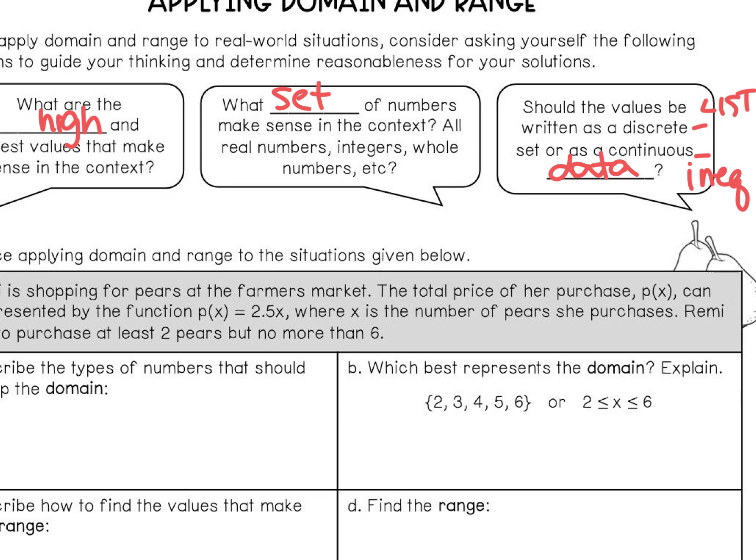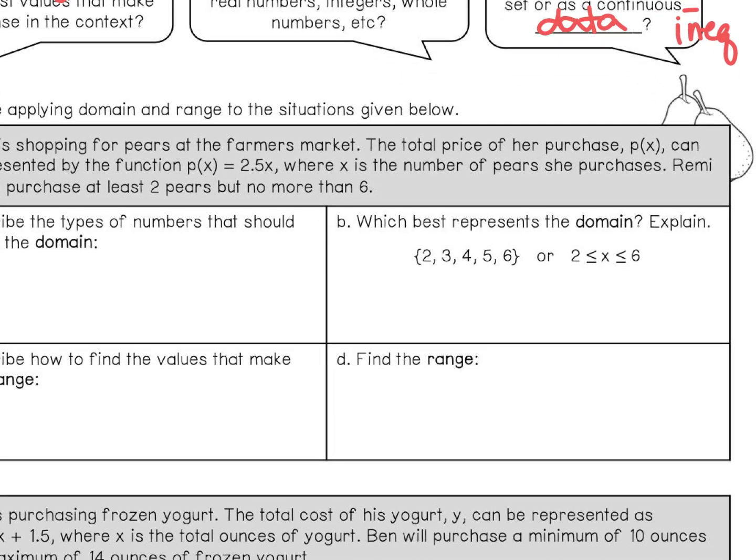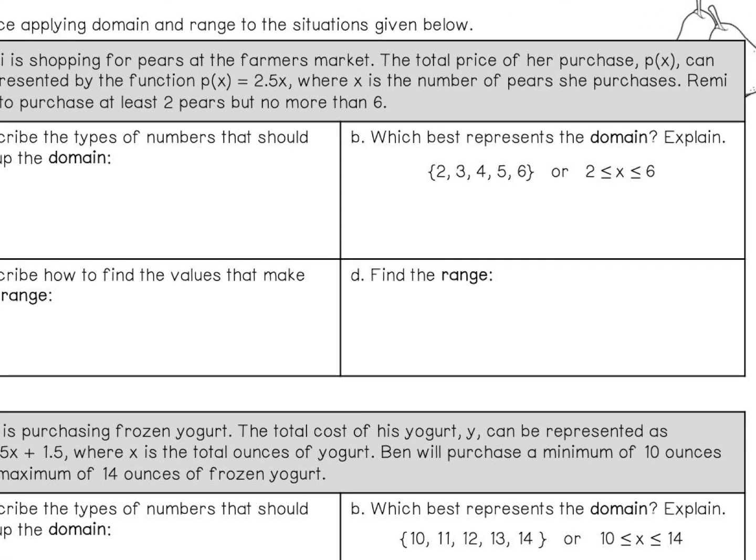So let's look at Remy. Remy is shopping for pears at a farmer's market. The total price of her purchase, P of X, can be represented with the function P of X equals 2.5X. X is the number of pears. What do we know about X? X is the what? Very nice. So pears, this is our domain. And she purchased at least 2 pears, no more than 6.